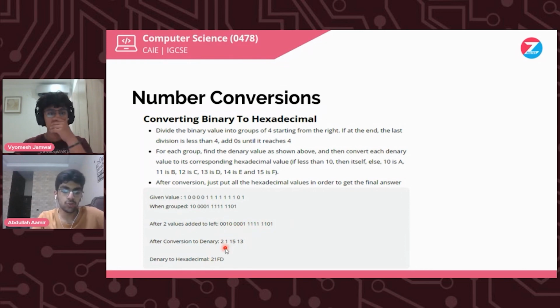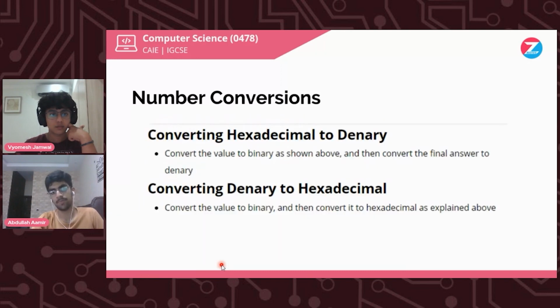So then we have 2, so we write 2 straight away, 1, then 1, F for 15, and D for 13. So actually what we're doing is dealing with each binary group separately rather than as a whole. That makes it pretty confusing, but that's what we do for binary and hexadecimal.